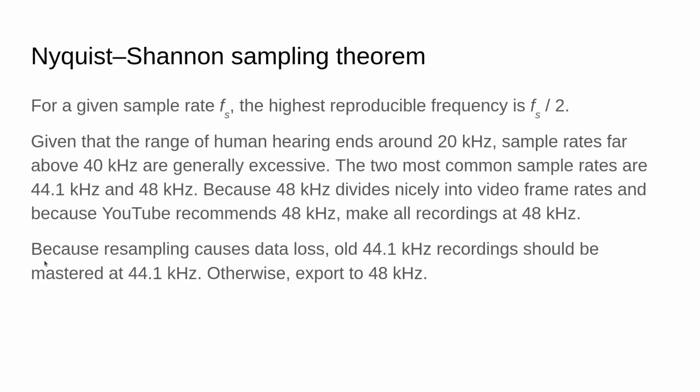Now, this is not entirely true, but because resampling changes the underlying data, old 44.1 kilohertz recordings, I would master them at 44.1 kilohertz. But if you upsample them to 48 kilohertz, it's actually not really that big of a deal. But 48 is going to be our default.